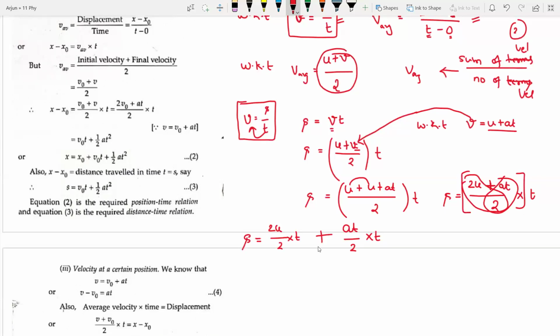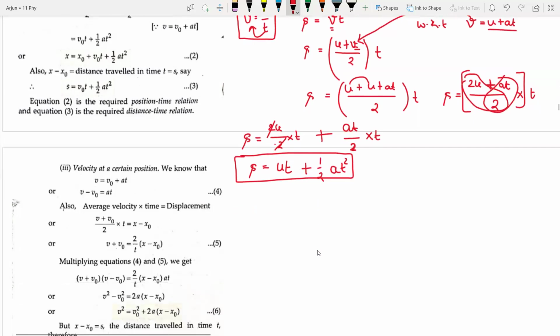So now what happens? Numerator and denominator 2 will be cancelled. s is equal to u into t, it is ut, plus here 2 is in the denominator, take it aside, it becomes 1 by 2 a, t into t is t square. Like that you can derive the second equation of motion, s is equal to ut plus half a t square.